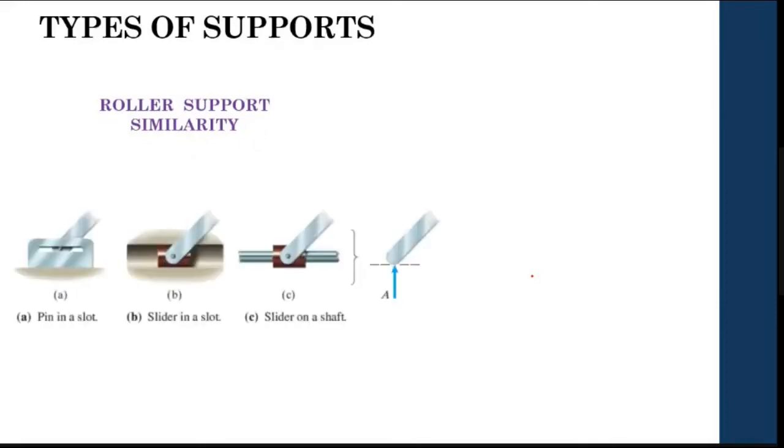There are other similar roller supports, something like this. These are also roller supports. What is this? You have a slot and a pin. If you apply a force, this will move. Or otherwise, a piston cylinder arrangement. Your piston will be moving inside. These things also will have only one reaction.